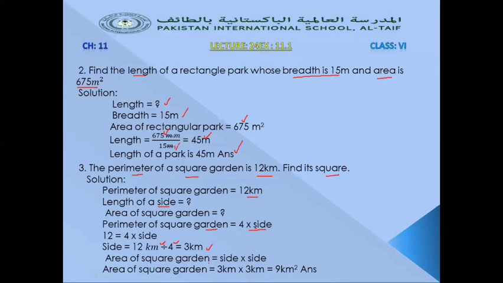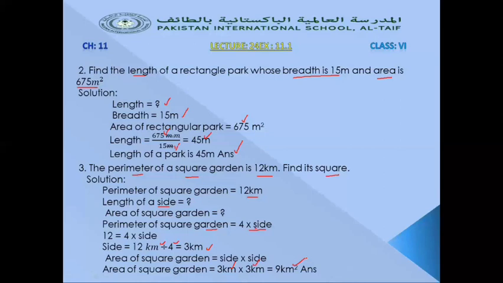Dear students, now we have to find the area of the garden. Area of garden is equal to side multiplied by side. And the value of side we have got is 3 kilometer. Again multiply by 3 kilometer, 3 times. It will be 9 kilometer multiplied by kilometer. So here we got the area of the square garden, that is equal to 9 square kilometer.